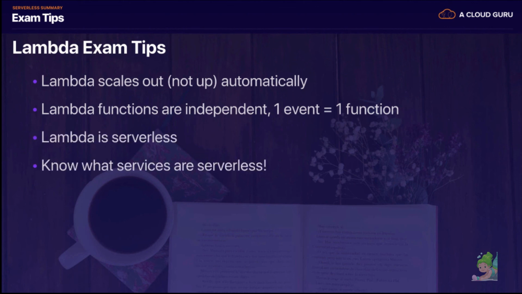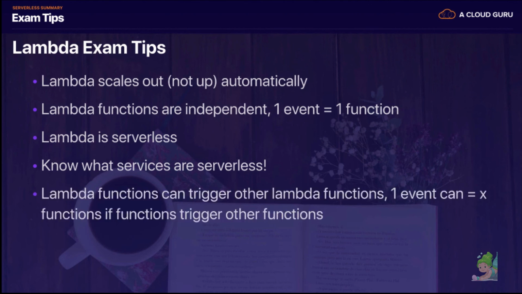Remember that Lambda is serverless. Know what services are serverless. So RDS is not serverless, with the exception of Aurora Serverless. Lambda functions can trigger other Lambda functions, so one event can actually equal 10 functions, or 20 functions, or 50 functions, or even a million different functions if functions are triggering other functions.